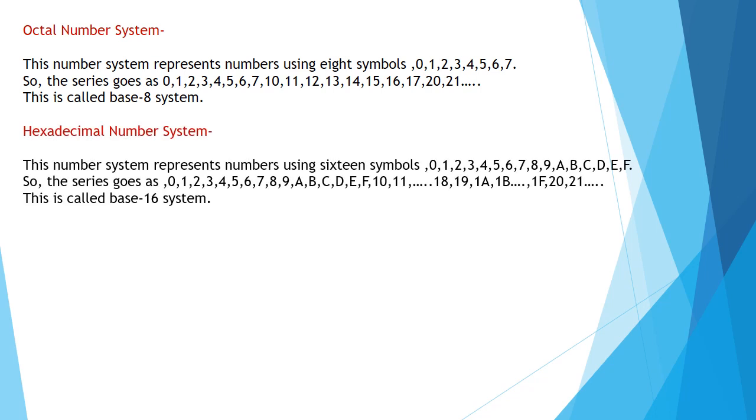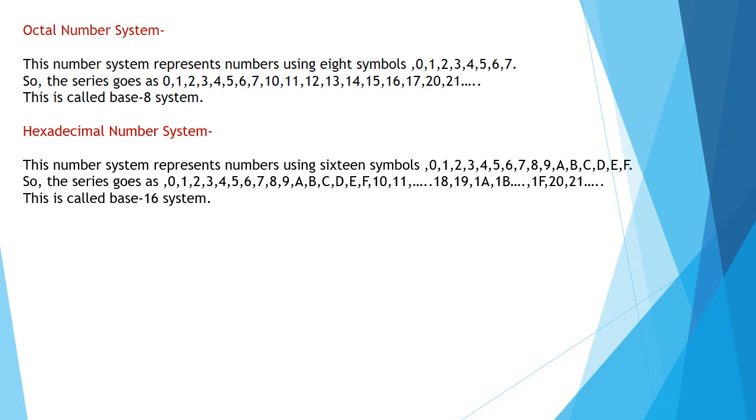Okay, next is the hexadecimal number system. Now let's see what is there in the hexadecimal number system. Hexadecimal basically is going to use 16 symbols, and let's see what the symbols are: 0, 1, 2, 3, 4, 5, 6, 7, 8, 9, and then after 9 you have to use A, B, C, D, E and F. These 16 symbols have to be used in hexadecimal. If you try to create the series from this, the series will be like this: 0, 1, 2, 3, 4, 5, 6, 7, 8, 9.